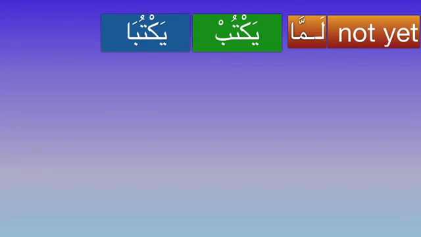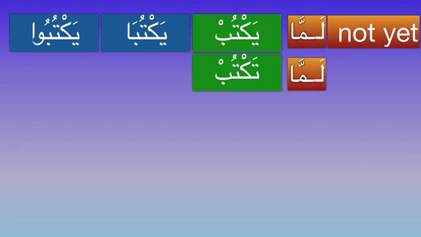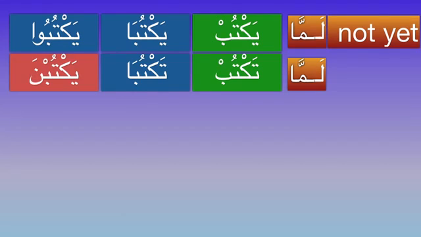So if you bring kataba yaktubu, what does lamma do? Even the same as lam, it makes the verb majzum. Lamma yaktub, lamma yaktuba, not yet written. They both, lamma yaktubu, they have not written yet. Lamma taktub, she has not written. Lamma taktuba and lamma yaktubna. So again, mabni, how do we describe?